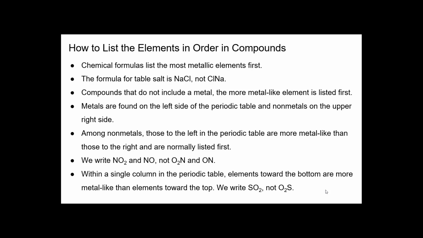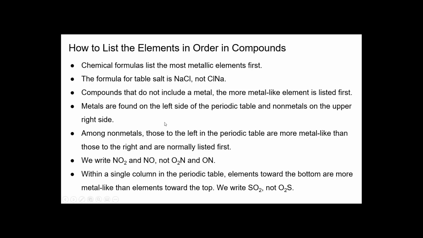Oxygen is after nitrogen on the periodic table. It's more right, so it comes after. It's not as metallic as nitrogen. And then NO, so you can see the difference here. Nitrogen is first because it's listed first on the periodic table. Oxygen is further on the right, so that's why it's not listed first.